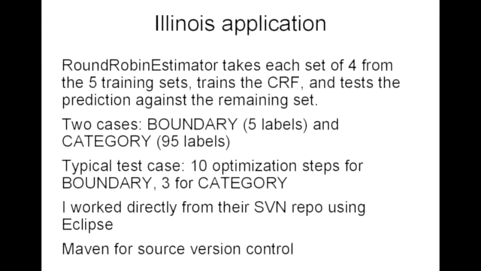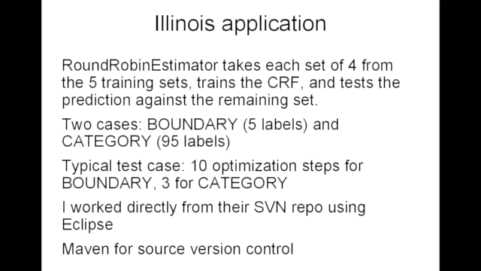Next slide, please. So how do you know if you're doing the right thing here? Well, they have five training sets. Their total 95 training examples are broken up into five sets. And it takes four of those sets, trains up the conditional random field, and then tests the results against the fifth set. And it does that for each possible held out set. So this is a sort of a five-way round robin over the five sets.